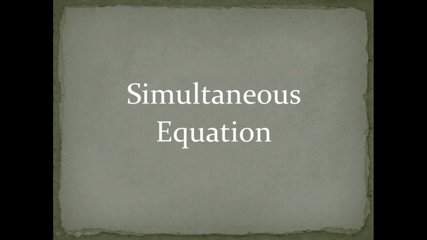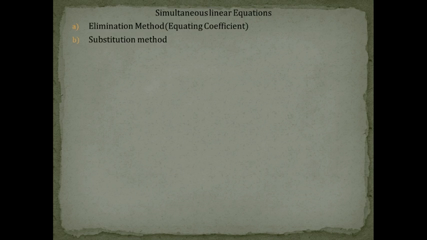So we're looking at two or more equations in which you have two or more variables, and they have to attain a particular value at the same time. I'll also use some examples. The first one I'm going to talk about is simultaneous linear equations, and there are two major methods for solving that. First is the elimination method, which is also called equating coefficients, while the second is the substitution method.